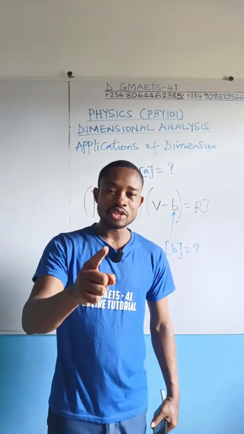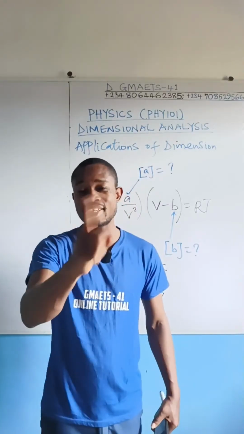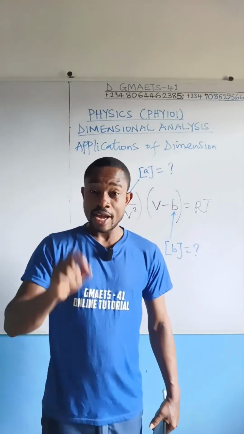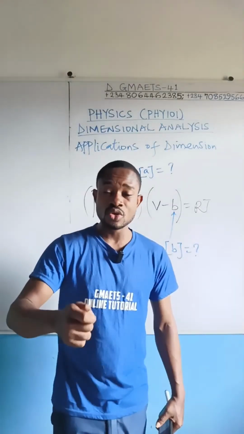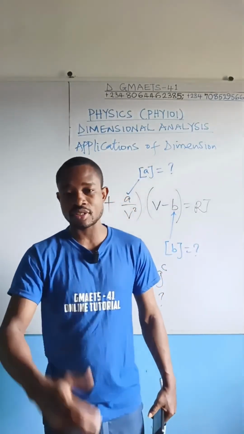And by the way, dimension is also used to obtain the unit, the SI unit of a physical quantity. Please add it as number 4. Another application of dimension is to obtain the SI unit, the System International Unit, of quantities.